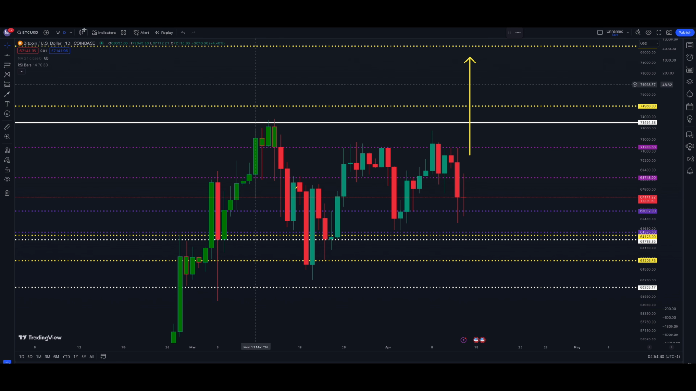But for right now, we do not want to print a lower low. We do not want to see something like this start to take place. If that's the case, we could find ourselves back down there around that 60,205 level. Basically the lows over here from the 20th of March.